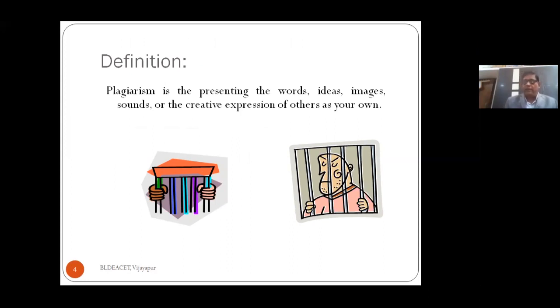Before going to plagiarism, one should understand what integrity is. See, ethics, honesty, principles, and standards. So these are the ethics. Ethics you should follow. We should be honest to our academic community, and we should follow the principles and standards of the university. Having integrity means ensuring that our behavior is consistent with those principles and standards.